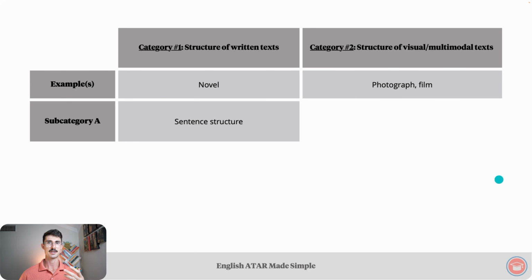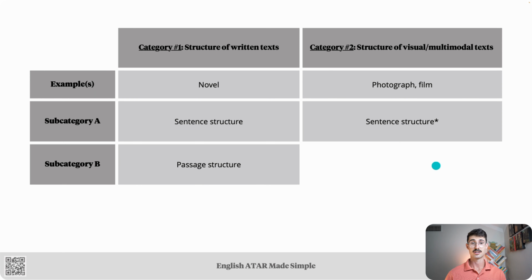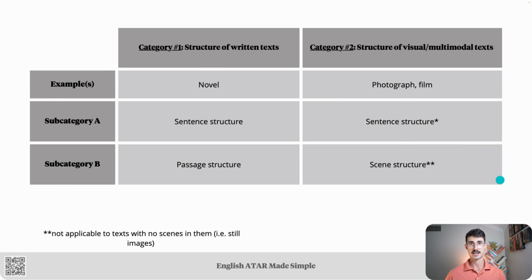Subcategory A is sentence structure. Sentence structure applies to both category 1 and category 2, but with the little caveat that for sentence structure in category 2, it doesn't apply to texts that have no words in them. A classic example of that would be a photograph of a tree. There are no words in the photograph of a tree, therefore this subcategory of sentence structure doesn't apply.